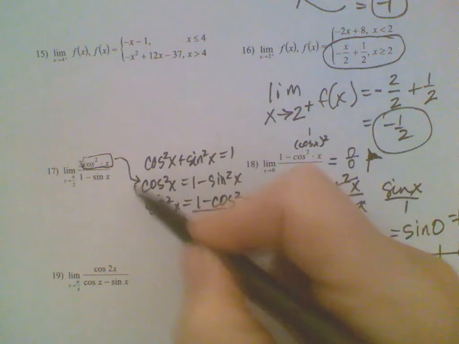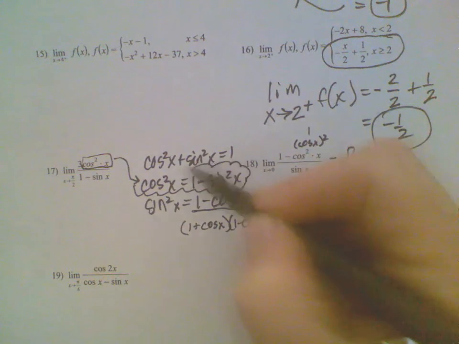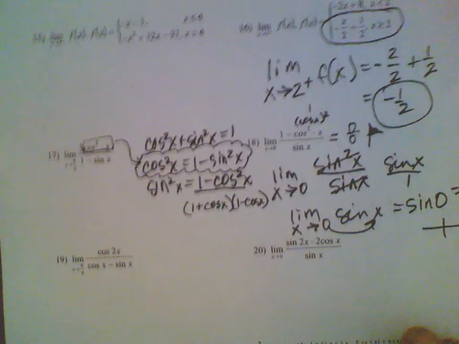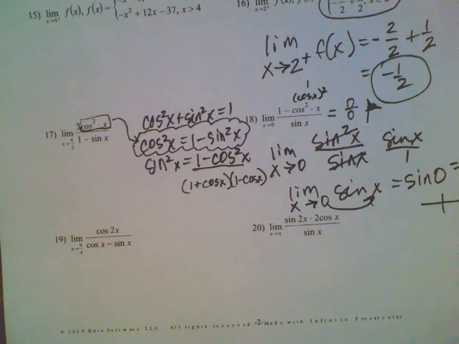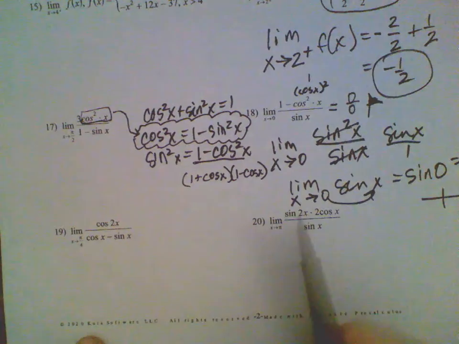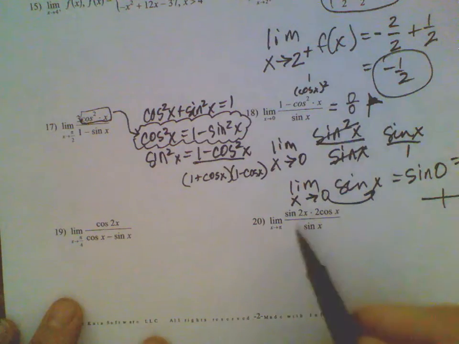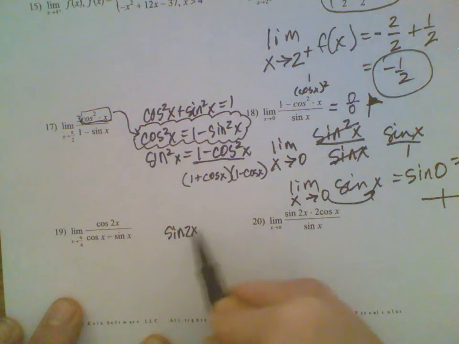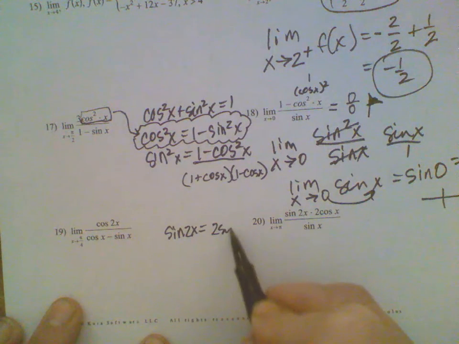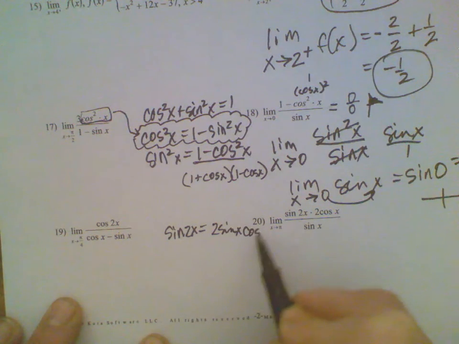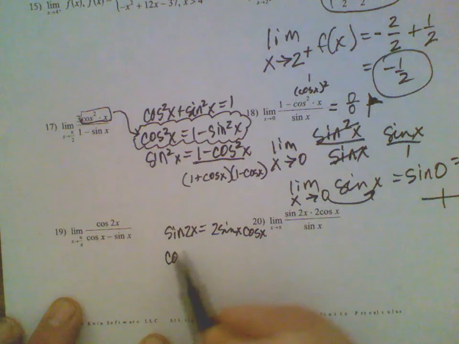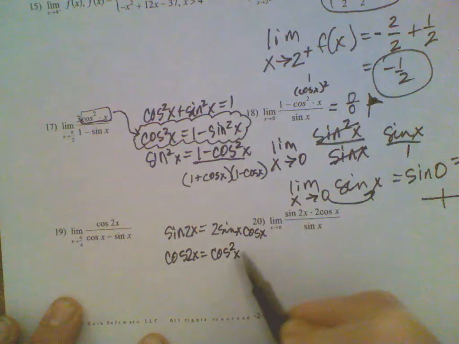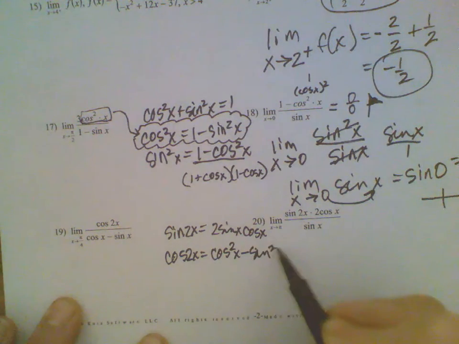Again, you're going to be focusing on this one here and breaking it down and seeing what you get, seeing if you can cancel some stuff out. The other one we focus on are the double angles. And so I know you have access to the double angle identities, but I'm going to write them down here. The sine of 2x is 2 sine x cosine x, and the cosine of 2x is cosine squared x minus sine squared x.